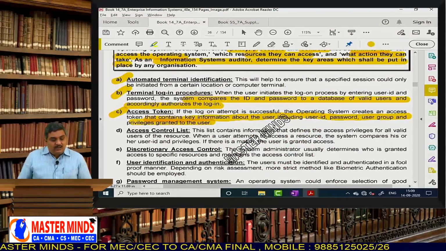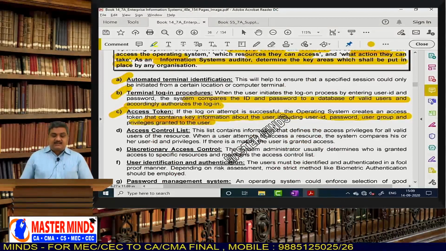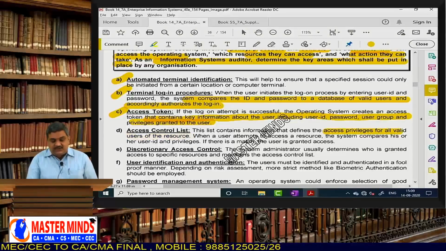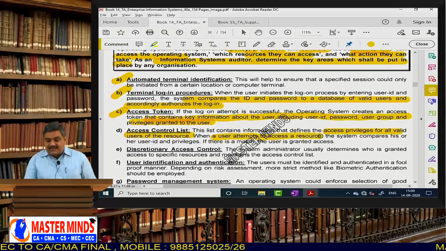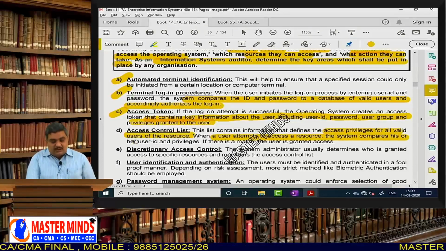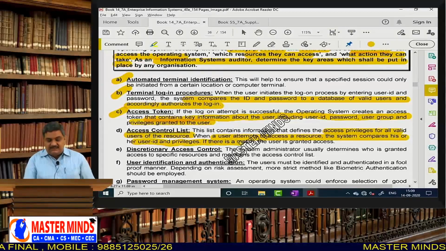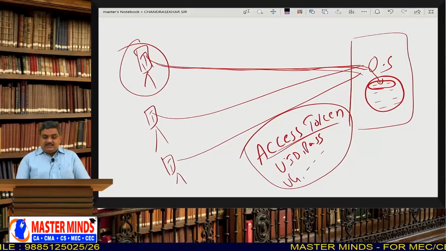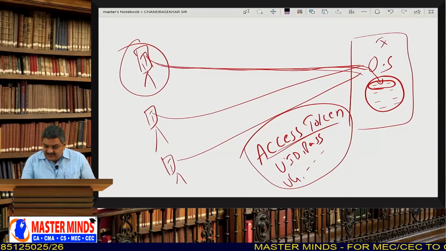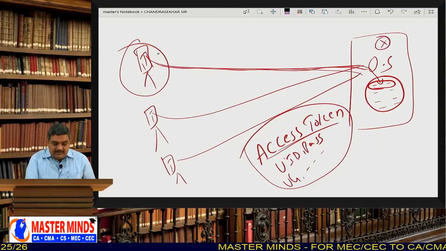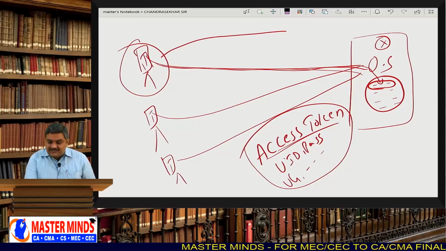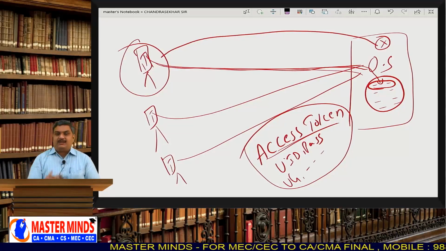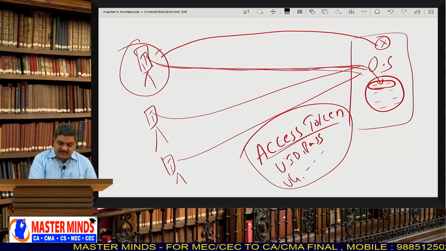And access control list. This list contains information that defines the access privileges for all valid users of the resource. When a user attempts to access a resource, the system compares his or her user ID and privileges. If there is a match, the user is granted access. That means, see, there is a file called X in the server. And from terminal 1, I try to access this file X. Okay, that means I try to open the file X from this terminal.